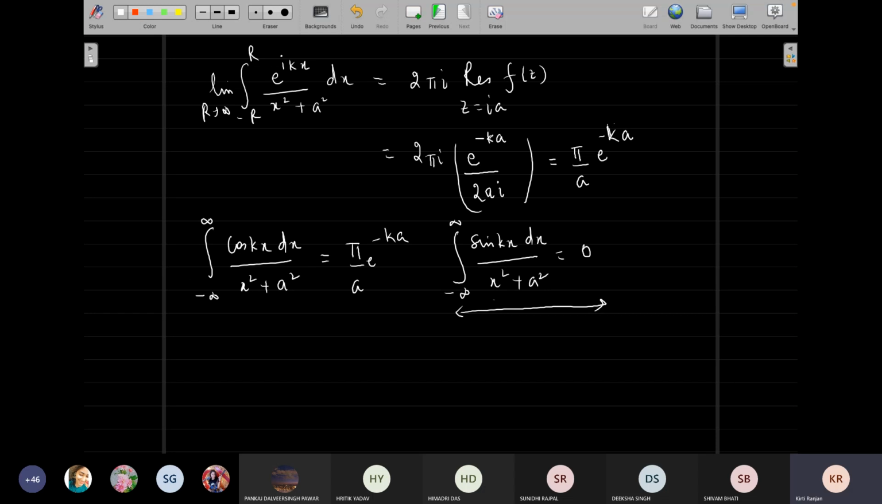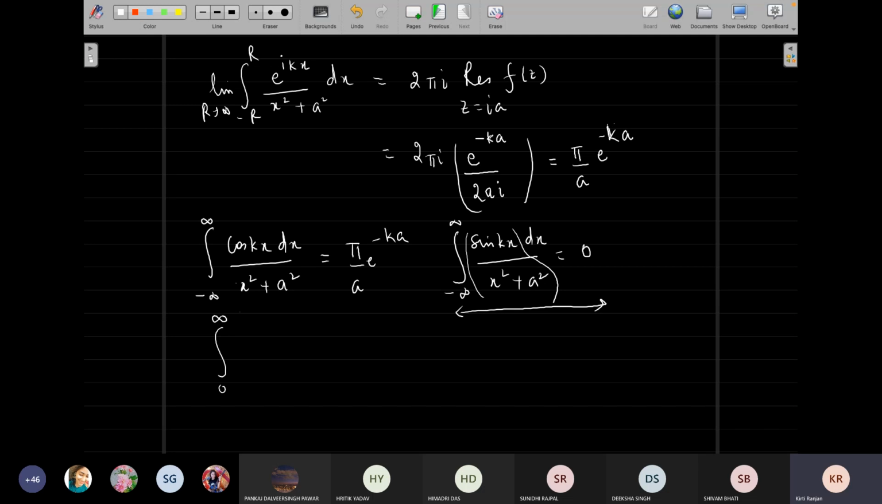Yeah, the function 1 over x square plus a square is even. But what about sine kx? Is this an even or an odd function? Odd function. So overall this function is what? Odd. An odd function integrated from minus infinity to infinity, you would have given me 0 anyway, right? But this also gives me one more point that I could have asked this question for the even functions, or odd functions in terms of 0 to infinity also.